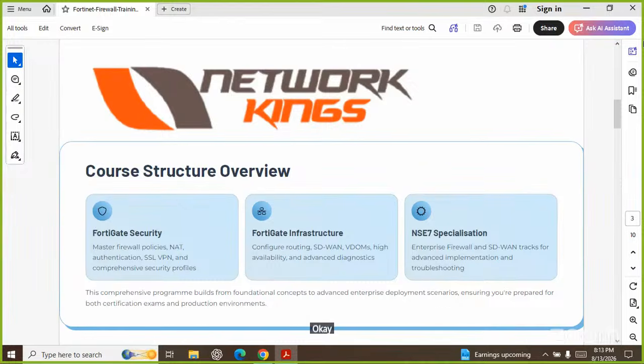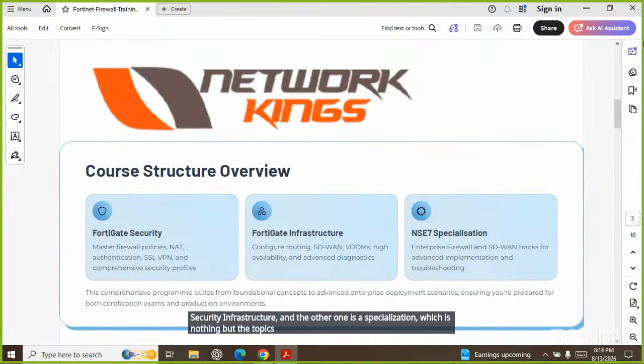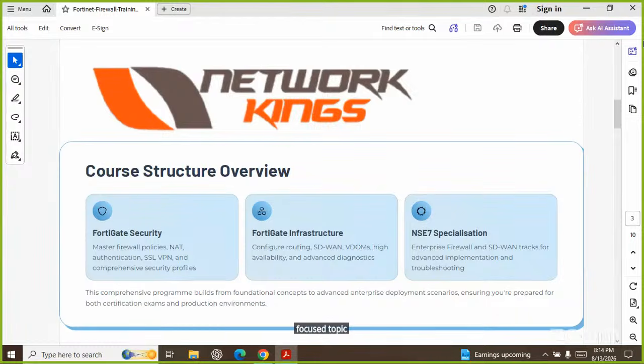Okay. So, like I said, this course is broadly divided into three categories: security, infrastructure, and the other one is a specialization, which is nothing but the most important topics, or you can say the focused topics picked up from the security and infrastructure. Okay, let's see what is there.